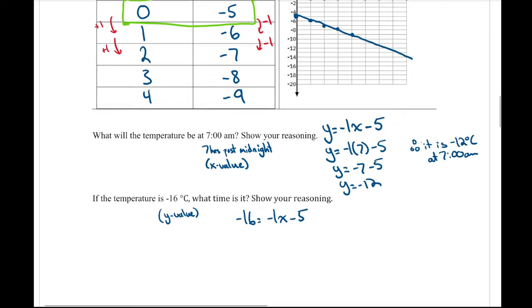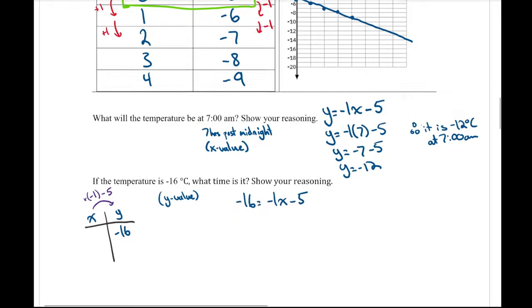But you could think of it as, again, like your input and output table. We know that the y value is negative 16. We don't know what the x is. We know that going in the one direction, to solve, we have to multiply by negative 1, and then we have to subtract 5. So if we go in the other direction, and we've talked about this before, we have to reverse or do the opposite. So we would add 5 and divide by negative 1.